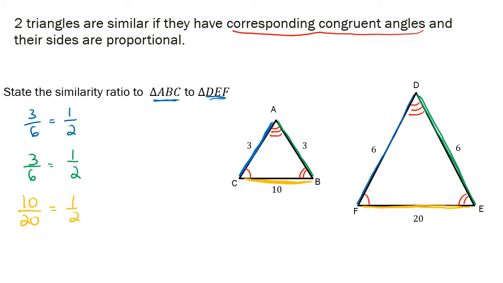So since all three sides are proportional, they all have the same similarity ratio, these are similar triangles. So triangle ABC is similar to triangle DEF. And the 1/2 also lets you know that triangle ABC is half the size of DEF.